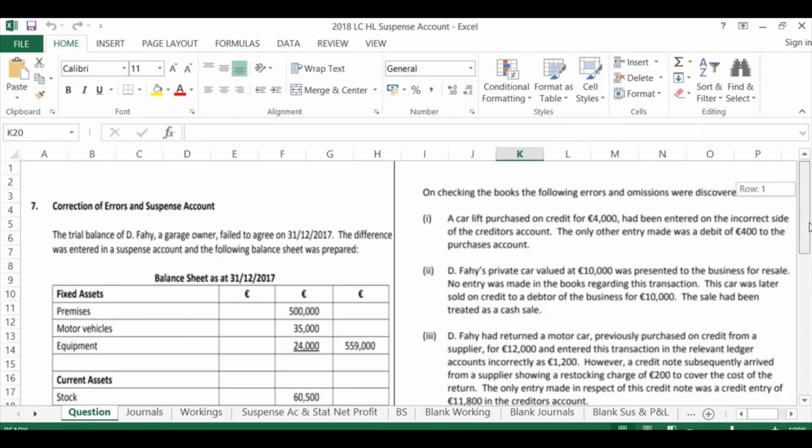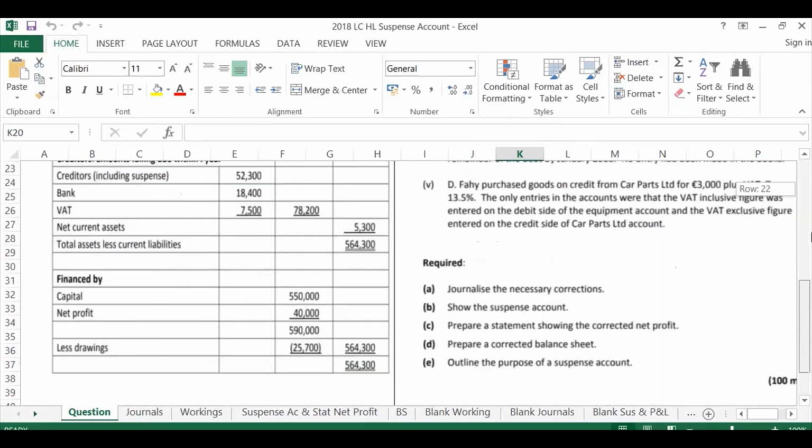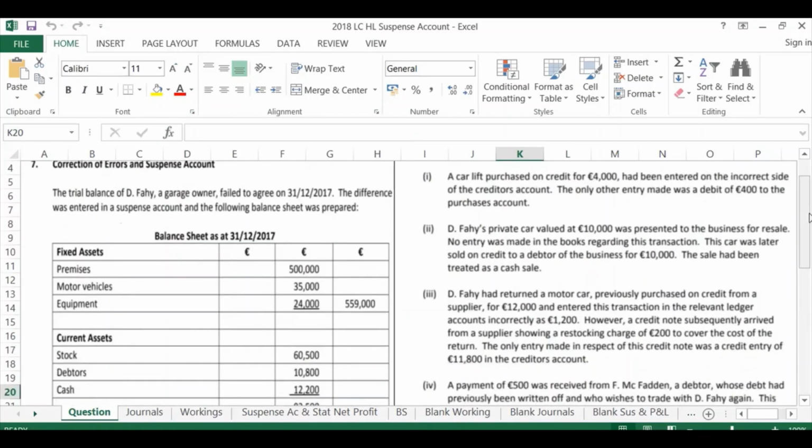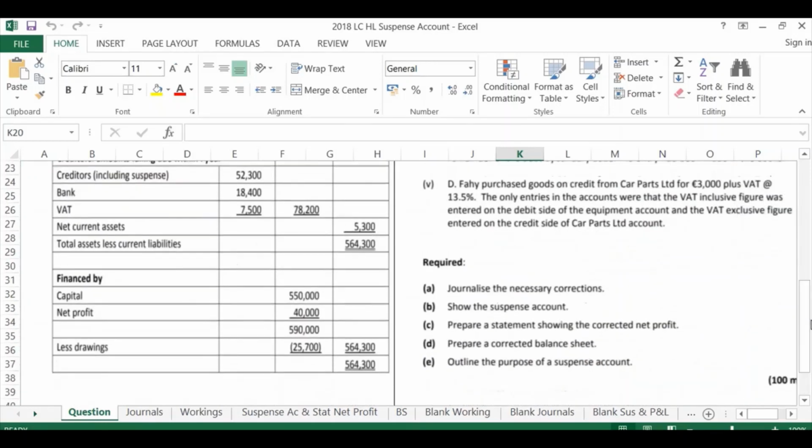As with all suspense accounts, we're given a balance sheet, we're given 5 additional notes of error, and then we are asked to do up the journals, produce a suspense account, a statement of corrected net profit, a corrected balance sheet, and then usually a small bit of theory at the end.